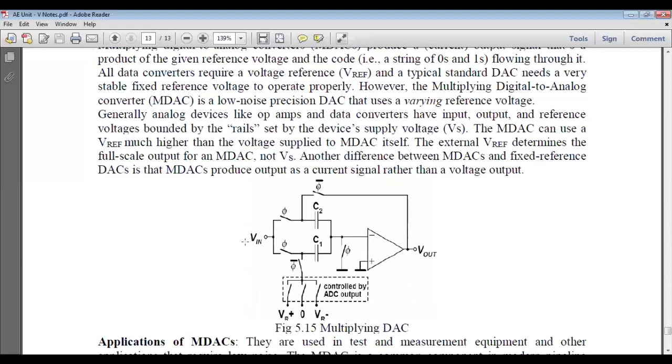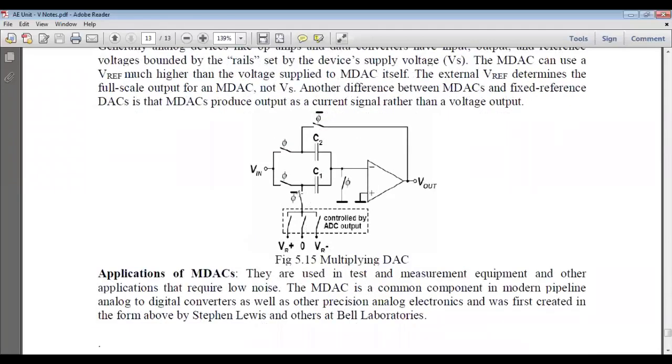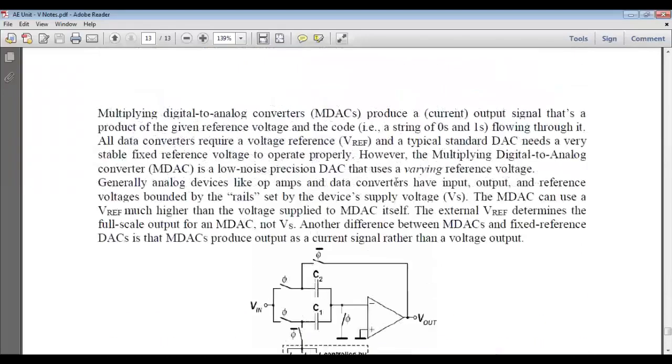Input voltage is nothing but a combination of zeros and ones. A digital input signal will be given. And we are using a reference voltage here. That reference voltage is nothing but VR and minus VR. We keep on changing the reference voltage. A constant input voltage is given here. Based upon that, a current output will be produced here. That is why it is called a multiplying DAC.